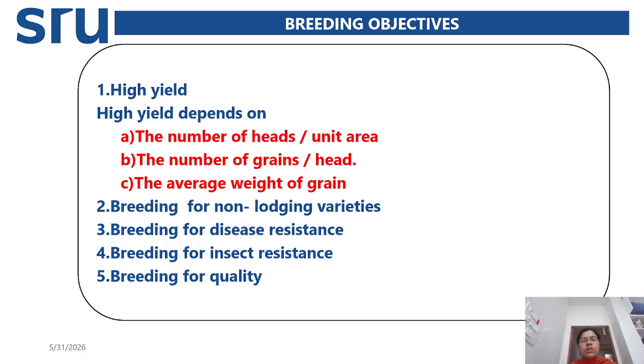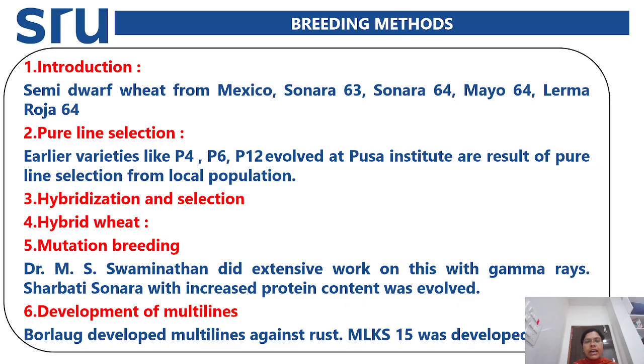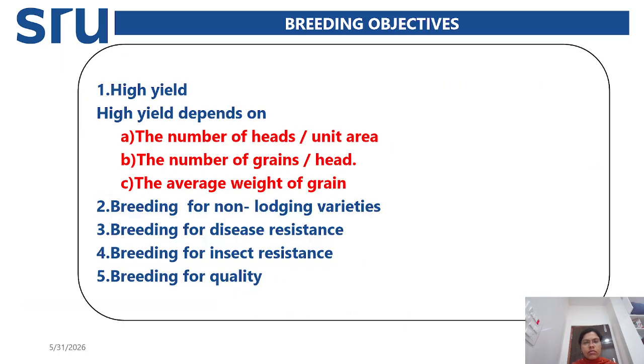We also have to develop varieties which are resistant to the different pests present in wheat. And next is breeding for quality. Generally, quality means we have to breed and develop varieties based on our requirement, like soft wheat and bread wheat.